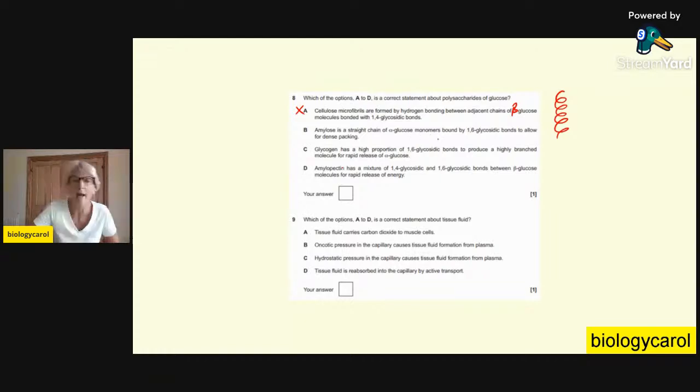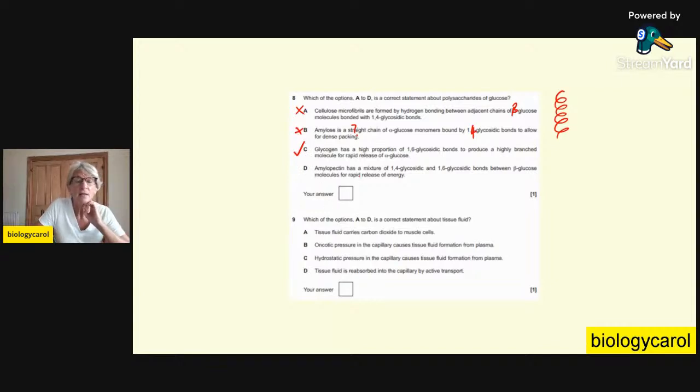Amylose is that helical polysaccharide part, one of the molecules that makes up starch. Amylose is a straight chain of alpha glucose monomers bound by 1,6-glycosidic bonds to allow for dense packing. Well, the bit that I really don't like here is that it should say 1,4-glycosidic bonds. And I wouldn't really call it a straight chain. It's a single linear molecule, but it becomes a helix. Glycogen has a high proportion of 1,6-glycosidic bonds to produce a highly branched molecule for rapid release of alpha glucose.